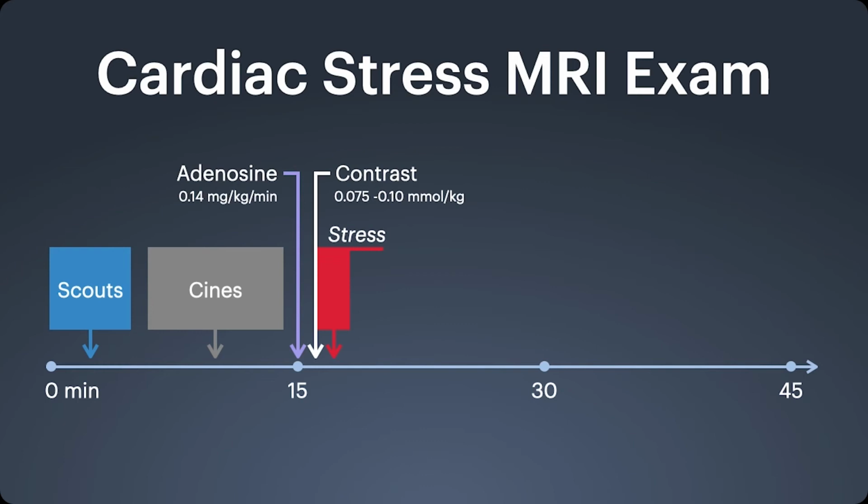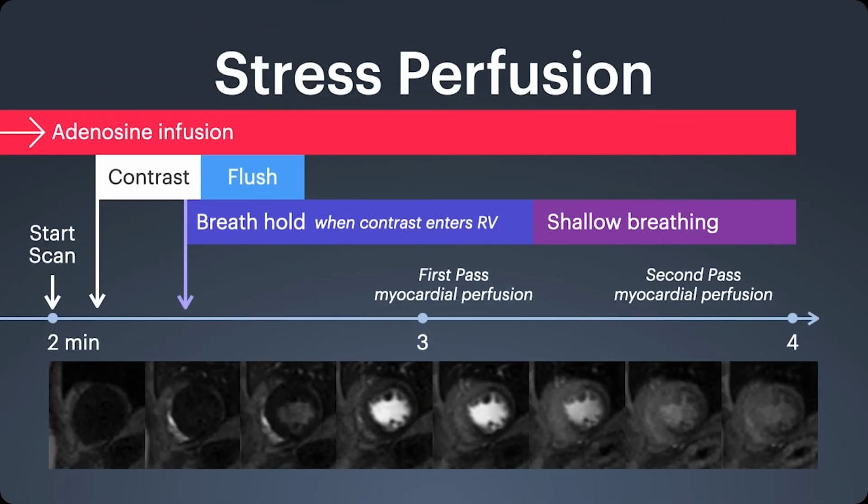The technique itself is fairly straightforward. So we perform routine scouts and steady-state free precession images. We then administer adenosine, given via continuous infusion with ECG and blood pressure monitoring. We then administer contrast, and we'll perform our stress imaging. So breaking that down a little bit further.